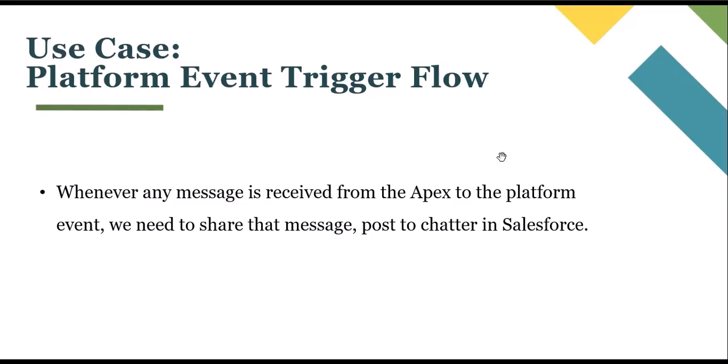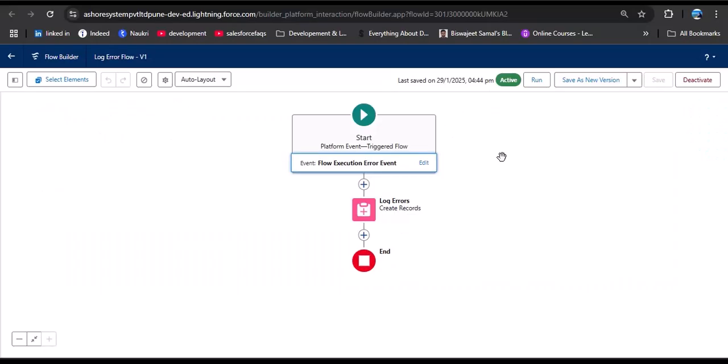In the previous example we have seen that the platform event is nothing but a custom object. For that we created the custom object. Now in this example we will see how we can create an object using the platform event. So for that, without any delay, let's jump to the Salesforce org.